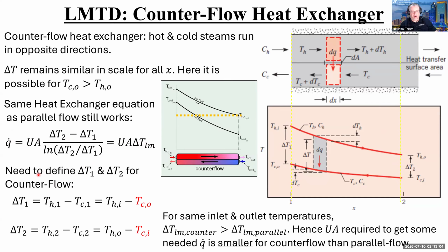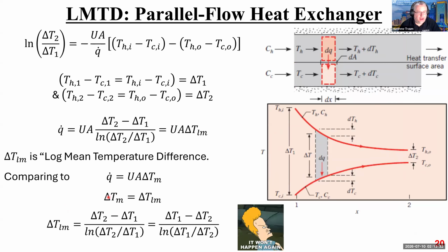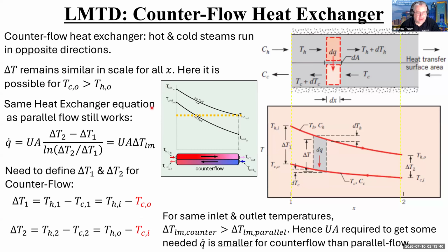It turns out that these are different from parallel flow heat exchangers, so be careful. Make sure you know what kind of heat exchanger you're dealing with and what the delta T1 and delta T2 definitions are, or you can actually plug in the wrong thing and end up with a totally wrong answer. I highlighted the differences here in red, right? So this is TH1 minus TC1, same as before, right? TH1 minus TC1, except here, this is TH of the inlet minus TC of the inlet. Here, it's TH of the inlet minus TC of the outlet, right?